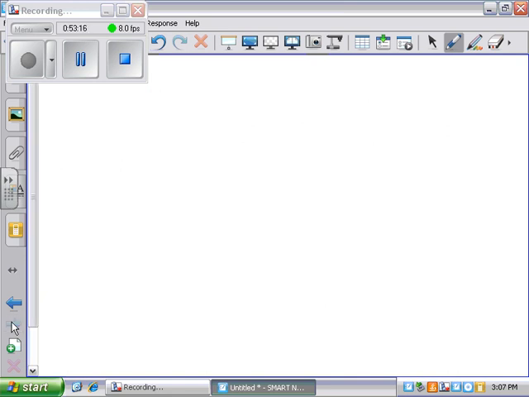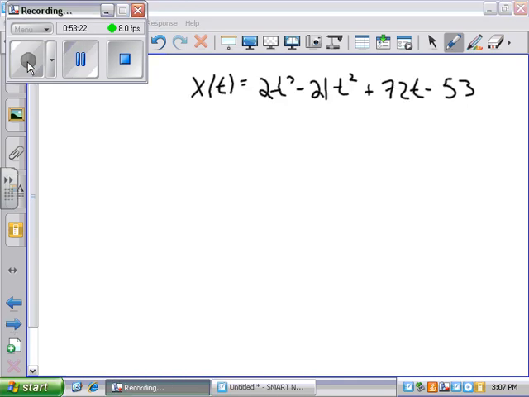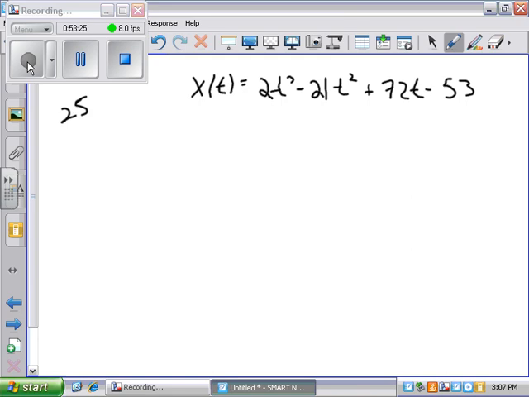Okay, 25. Oh, motion problems. We love this. They give you the position function. They want to know when it's at rest. Here's the position. Want to know when the particle's at rest. So what do I have to do? Get velocity and find out when it's 0.